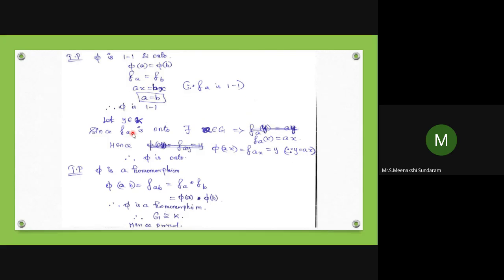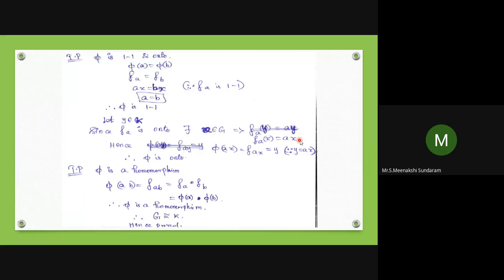So let Y belong to K. We are going to show onto. Y belongs to K. In the codomain, I can choose one element, Y belongs to K. Since fA is onto, there exists a belonging to G, which means the corresponding element, the pre-image, is in the domain. There exists a belonging to G such that fA of x is equal to ax. If you take some element in G, then since f is onto, it is possible. fA of x is equal to ax.